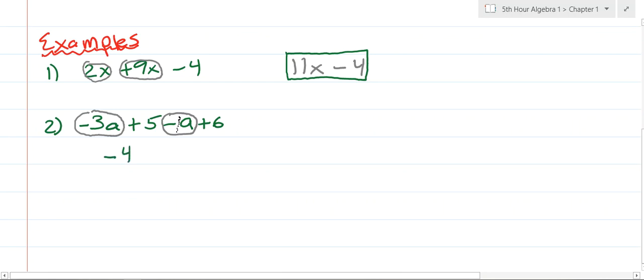And now I'm going to go to what they're called constants, my plain numbers. I have a +5 and a +6. Those two together make a +11, and that's my answer, -4a plus 11.